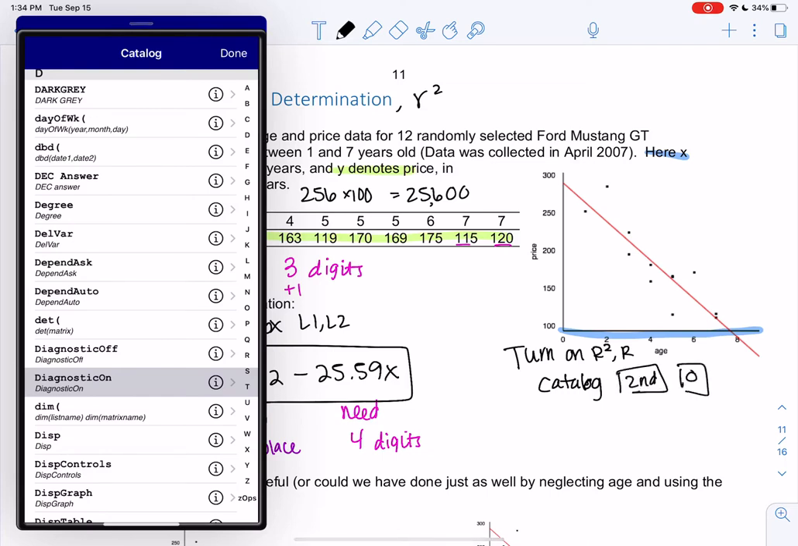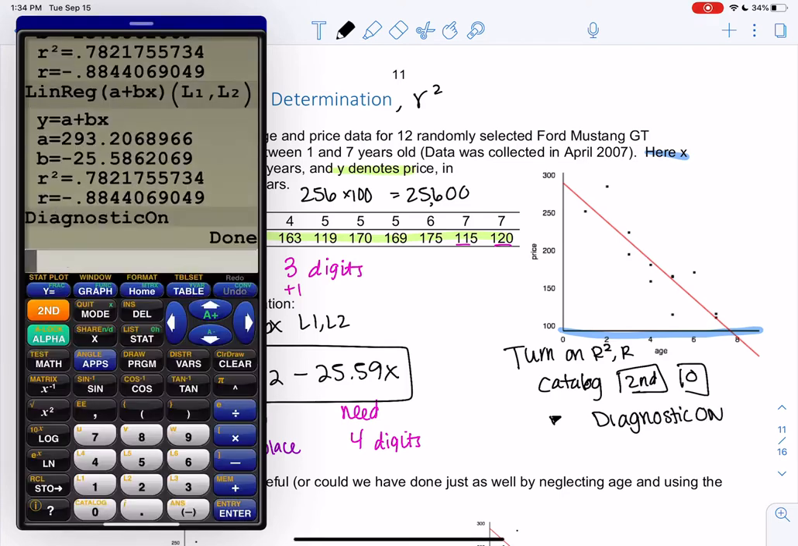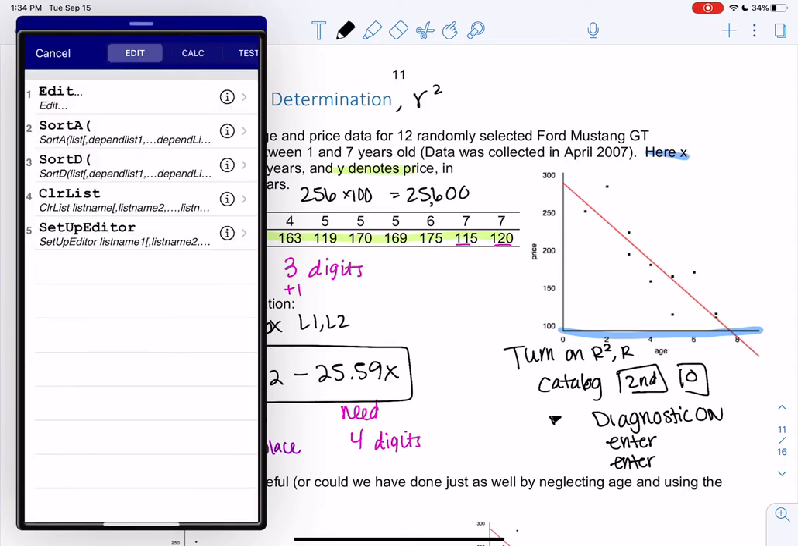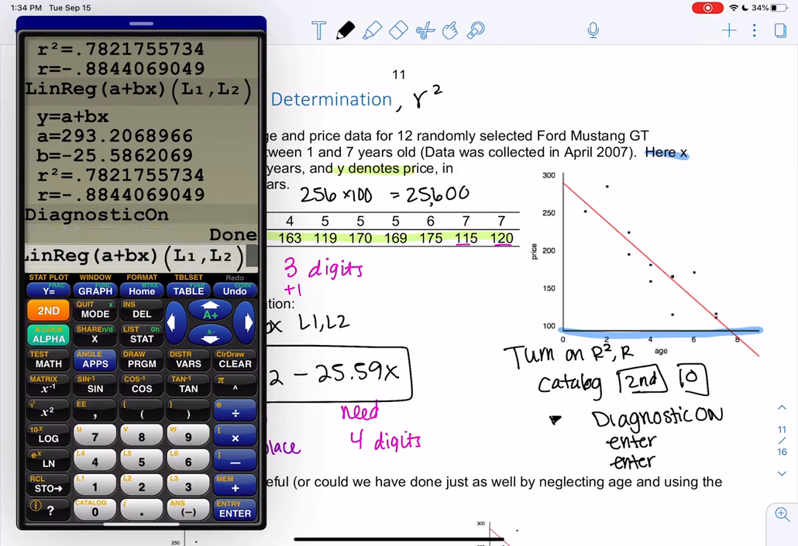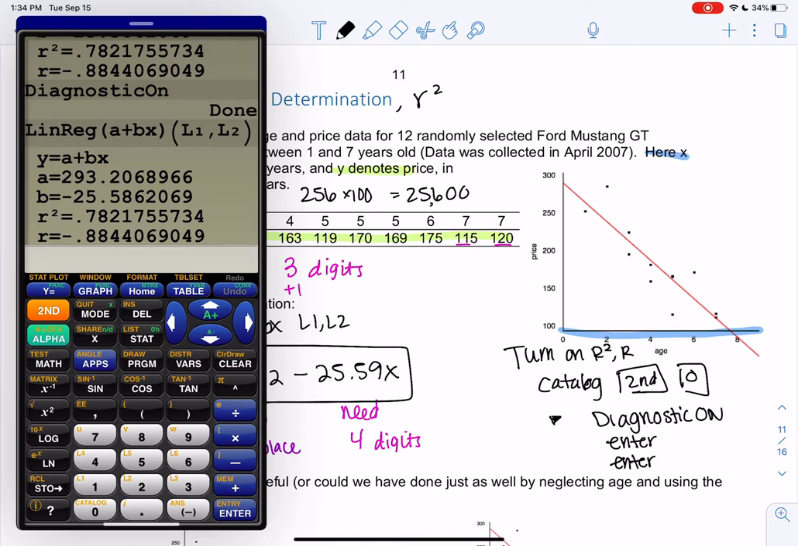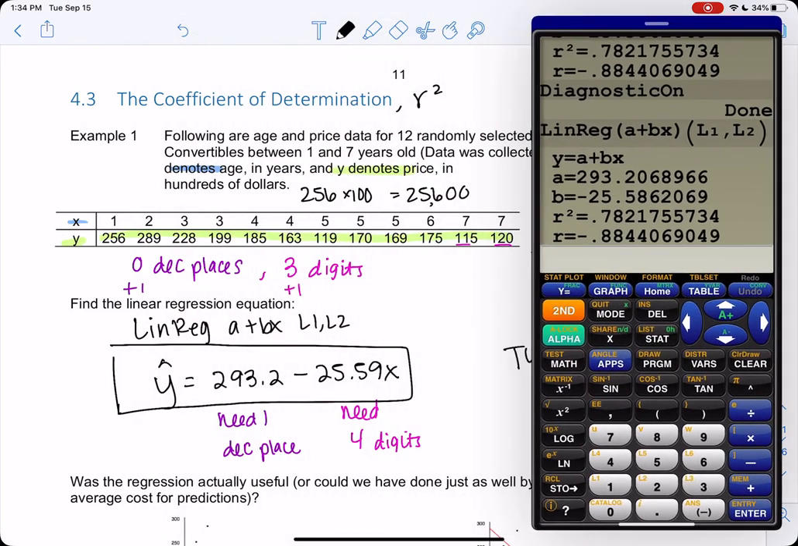And then you just scroll. You have to hit the arrows a lot until you get down to diagnostic on. Then hit enter at diagnostic on, hit enter again until it says done. And then if you do regression again, r and r squared will be there. And if not, just send me a quick email or message and I'll help you get it turned on. You never have to do this again, so it should be on. Cool. So we're going to look at those in a second. This section, we're looking at r squared, and then we'll do r in the last section.